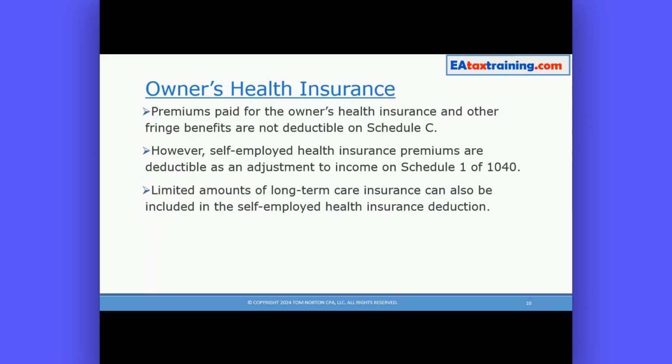Health insurance for a sole proprietor. Premiums that are paid for the owner's health insurance and other fringe benefits are not deductible on Schedule C. So you don't put them on Schedule C, but self-employed health insurance premiums are deductible as an adjustment to income on Schedule 1 of the 1040 as long as you qualify, and we'll talk about that on the next slide. Limited amounts of long-term care insurance can also be included in the self-employed health insurance deduction.